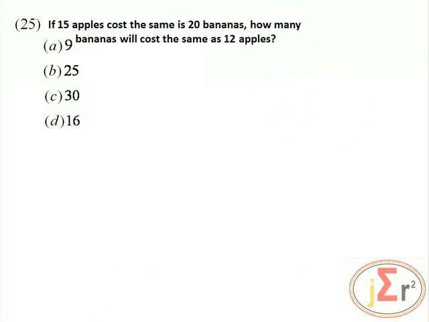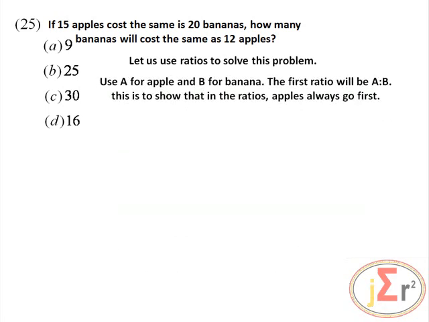This problem says, if 15 apples cost the same as 20 bananas, how many bananas will cost the same as 12 apples? Now we can use ratios to solve that problem. So let us use ratios to solve this problem. Use A for apple and B for banana. The first ratio will be A to B. This is to show that in the ratios, apples always go first. So we're going to put apples first. So A will go first, and we have it right there, A to B.